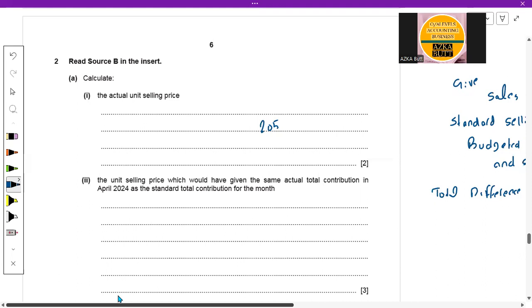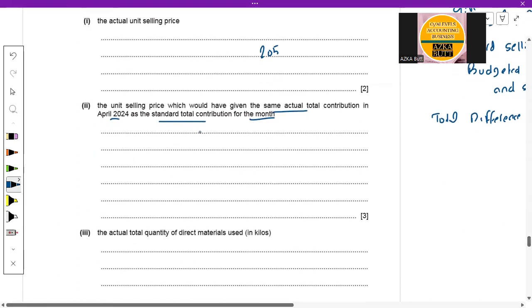So now we are going to calculate. The second part is the unit selling price that would have given the same actual total contribution in April 2024 as the standard total contribution for the month. We are going to calculate the unit selling price that would have given the same actual contribution as the standard contribution for April 24. So we need to follow some steps again.